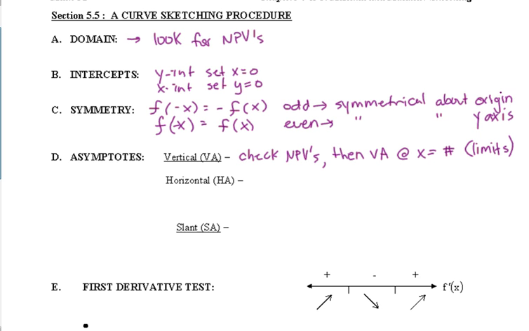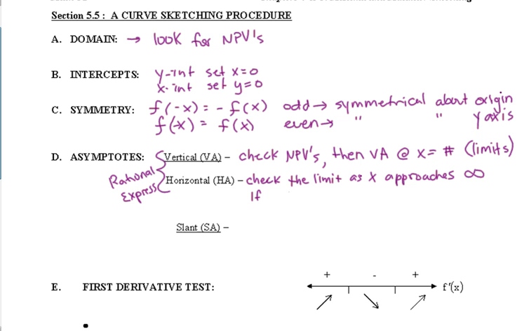Horizontal asymptote. So we have to check for horizontal asymptote again when we have a rational expression. So here these are rational expressions. So we know we have a horizontal asymptote when our limit as x approaches infinity gives some number. I'm going to write this one out. Check the limit as x approaches infinity. If it actually approaches some number, then we say it has a horizontal asymptote at y equals some number.